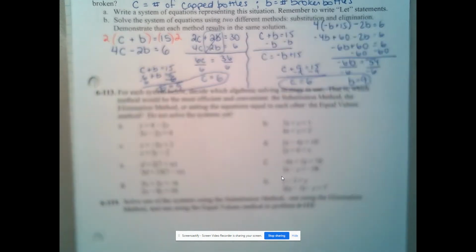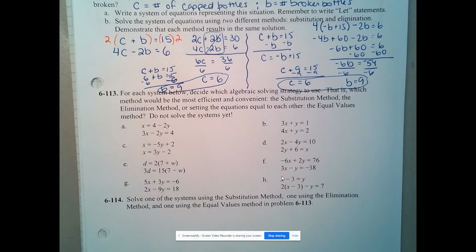6-113. For each system below, decide which algebraic solving strategy to use. That is, which method would be most efficient: setting the equations equal to each other, substitution, elimination, or equal values. I started to read the middle of a sentence, sorry. But we're not going to solve anything yet. All we're going to do here is just sort of pick.